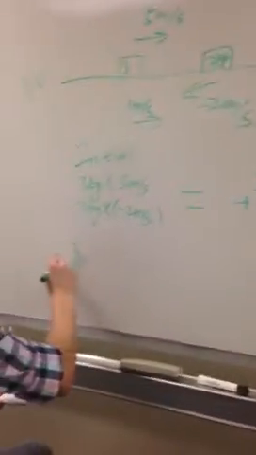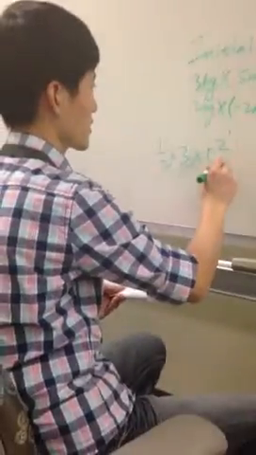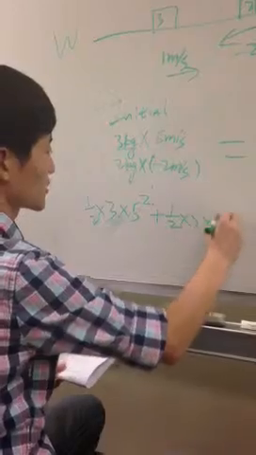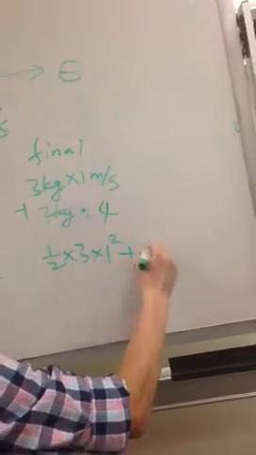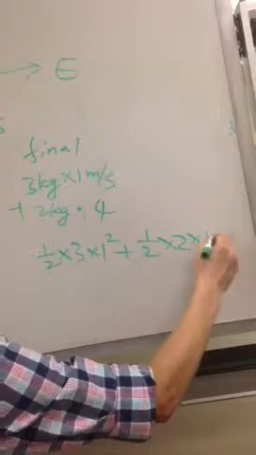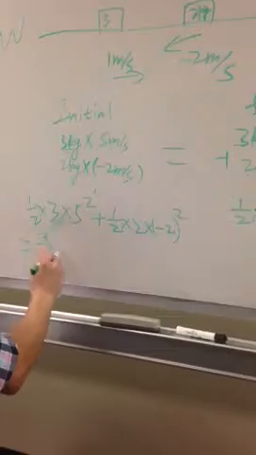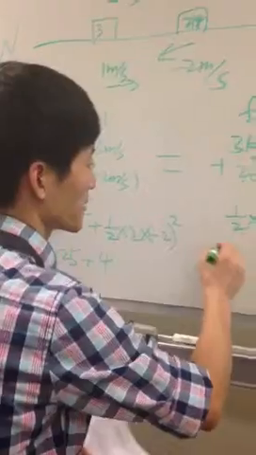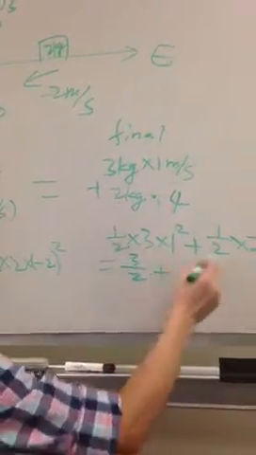The initial is 1/2 times 3 times 5 squared plus 1/2 times 2 times -2 squared. And in the end is 1/2 times 3 times 1 squared plus 1/2 times 2 times 4 squared. And here is times 25 plus 4. Here will be plus 16.